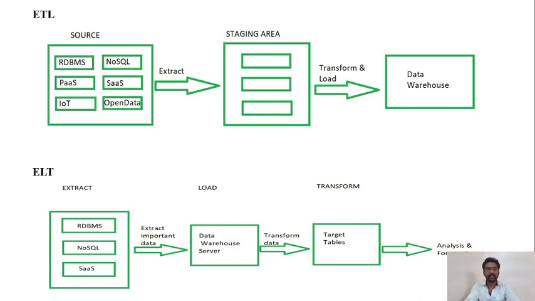When we come to ELT, which means extract, load and transform, the process takes place in this manner. It will extract data from RDBMS, NoSQL and SaaS. It will extract the important data present in the source and load it into the data warehouse server. After loading into the data warehouse server, the necessary data will be transformed into the target tables. Whatever information the user wants will be selected and given to the user in his respective table. Once the target table is completed, it will be sent to the analysis and forecasting area. This is how the process takes place in ETL and ELT.